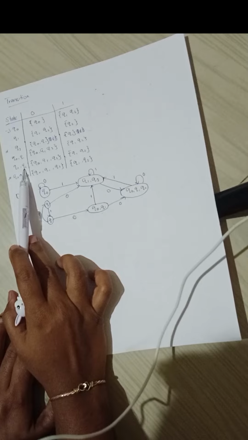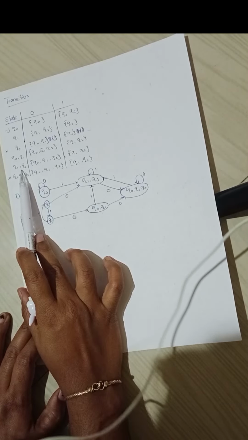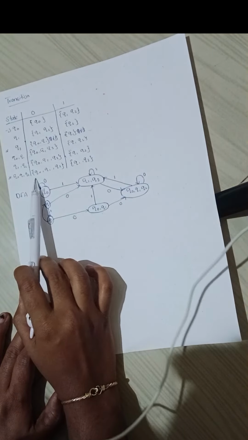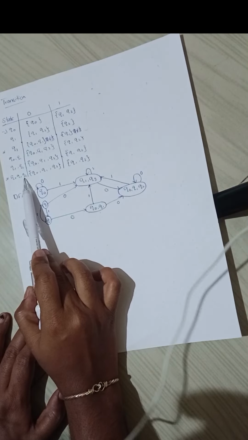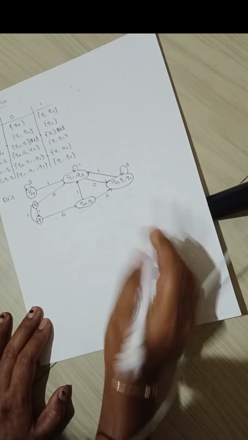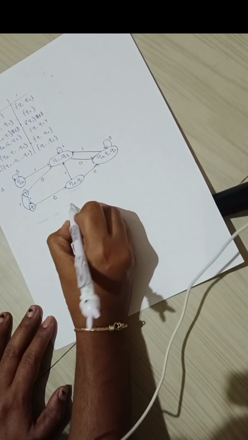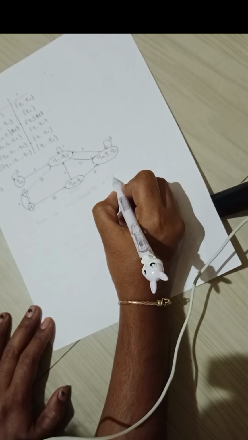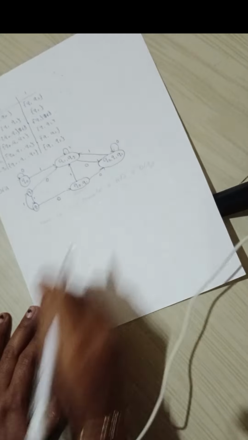And Q1 is sending 0 to Q0, Q1, Q2, and Q1 is sending 1 to itself, so it is a self loop. Q0, Q1, Q2 sending 0 to itself is a self loop, and Q0, Q1, Q2 is sending 1 to Q1 and Q2. Hence, we have converted an NFA to a DFA. Thank you.